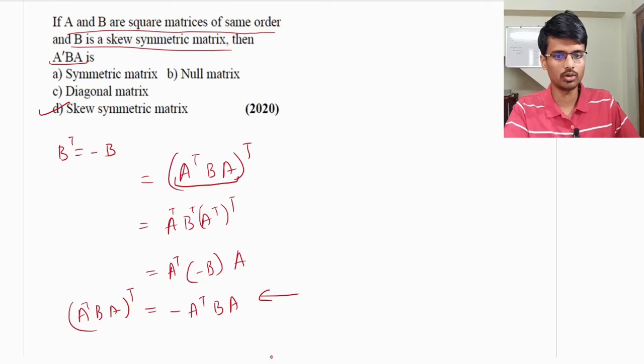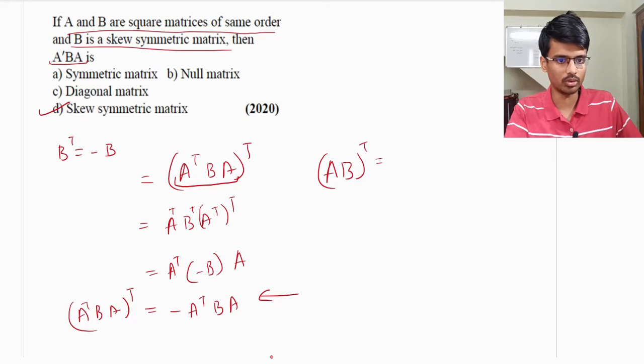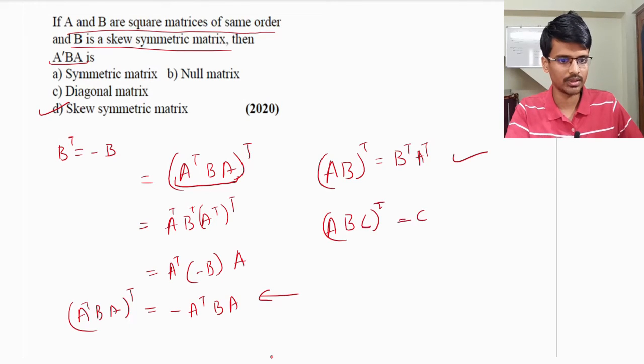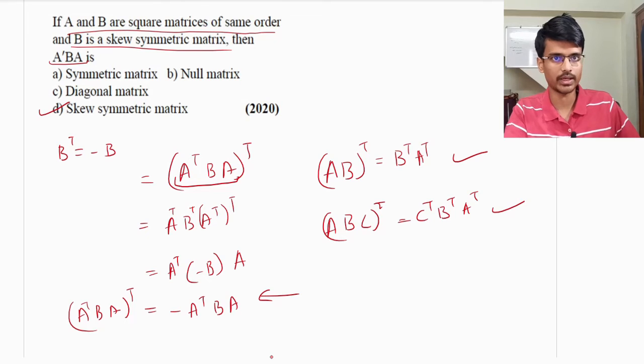So this was similar to what we did in the previous question. The property you need to know here is AB whole transpose is equal to B transpose A transpose. Remember this, very important. Similarly, ABC whole transpose is equal to C transpose B transpose A transpose. Remember this, very important. You can expect a direct question from here.